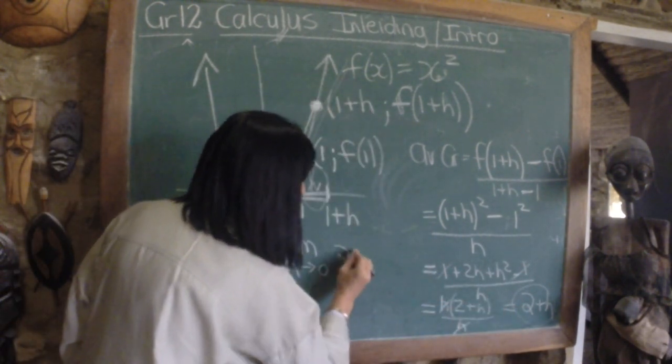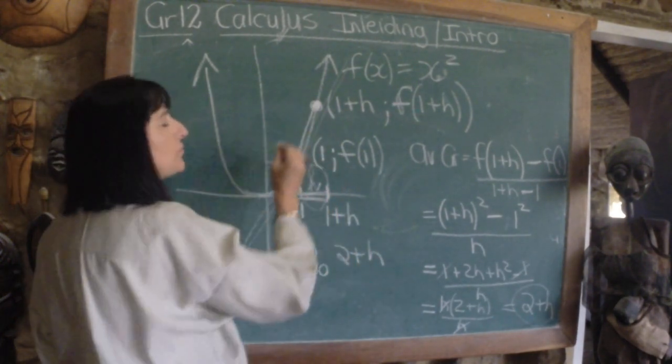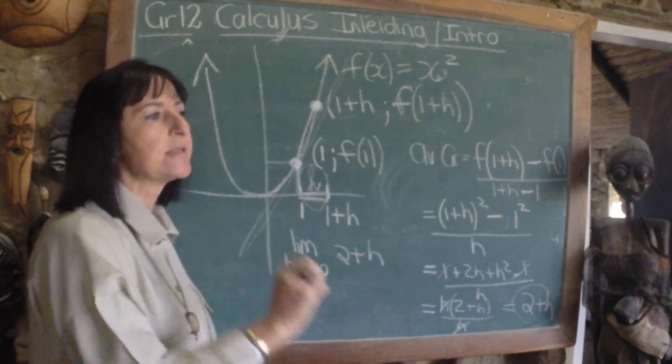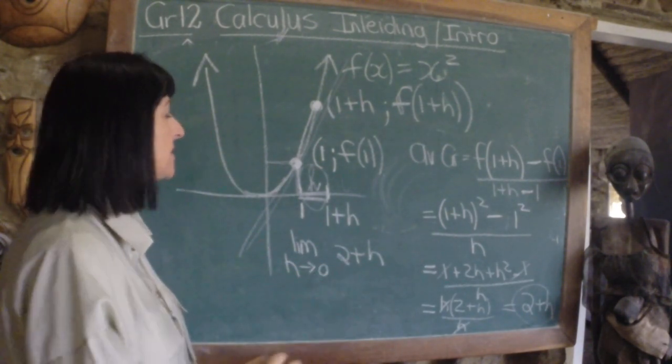Of 2 plus h. I want this value to be as small as possible, almost 0. It must try to reach 0.